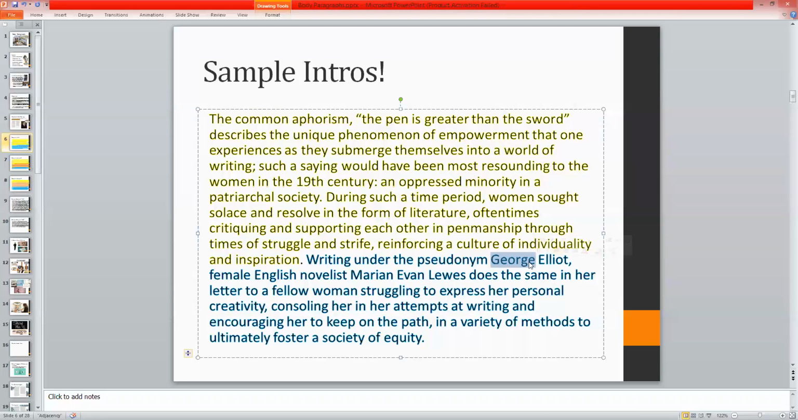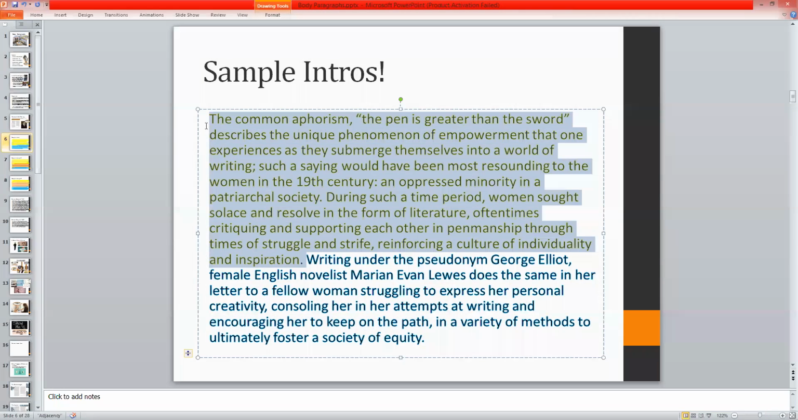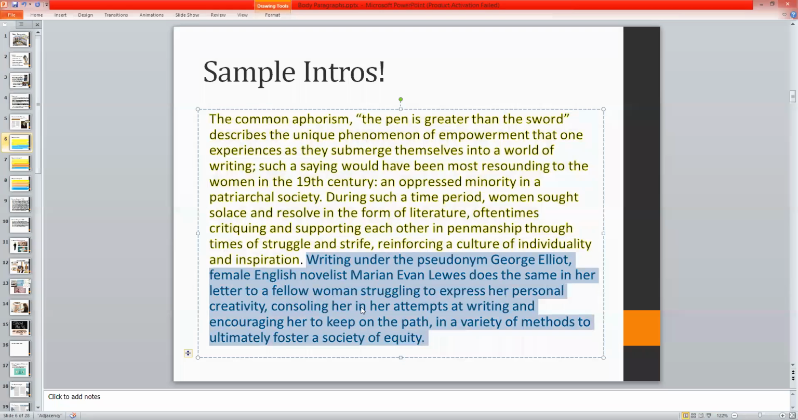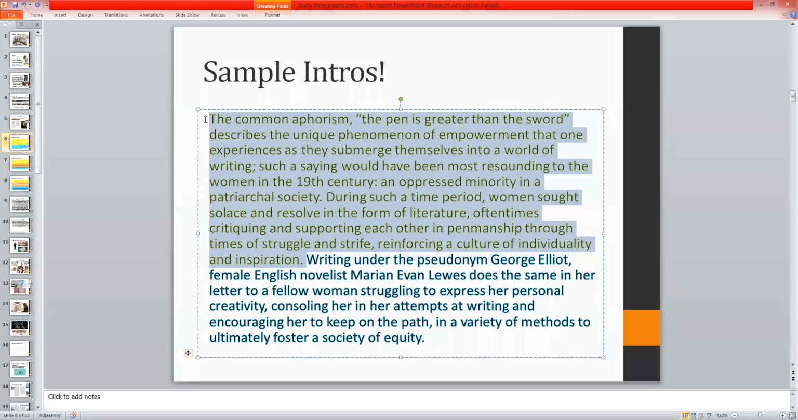But that aside, and that besides the point, what they're really trying to do is they're trying to give to a fellow woman who's struggling a method of consoling her, of encouraging her, and they use a variety of methods to basically foster the society of equity. And it gives a very good point, and all the paragraphs, at least in my mind, are clear as to what this author is going to do in the subsequent body paragraph. So overall, this is a very good intro paragraph. It has a very clear premise. It has a very strong thesis. It might be missing rhetorical situation, but that's okay, because the premise is pretty much covered by them already anyways.